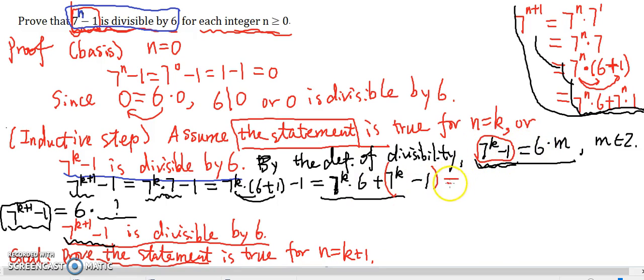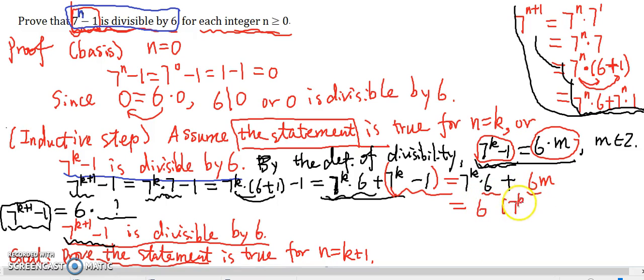And so I can keep the first part right here, 7 to the k. We have 6 copies of 7 to the k, plus, I'm going to replace 7 to the k minus 1 with 6m, because 7 to the k minus 1 equals 6m. Now notice that both of them contain a factor 6. So we can factor out a 6, and we're left with 7 to the k plus m. And that is the integer we're looking for that's missing here.